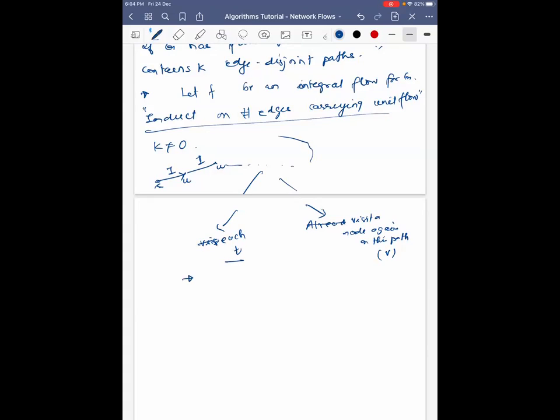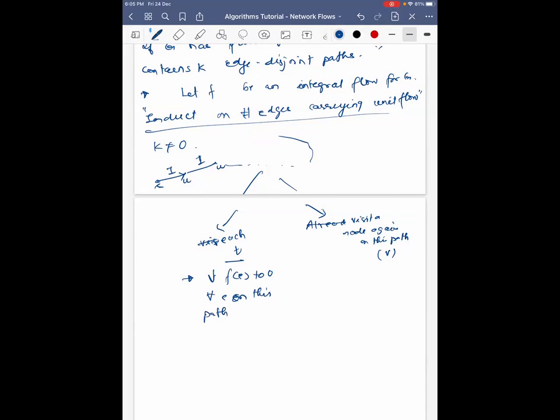Now let us consider the first case. In the first case, you reach T. That means you've already found your ST path, one of your ST paths. You record that path and simply decrease the value of the flow on the edges of this path by 1. You are essentially reducing the flow values on each edge of this path to 0. So decrease f(e) to 0 for all e on this path.